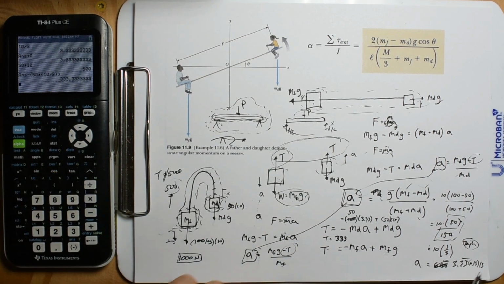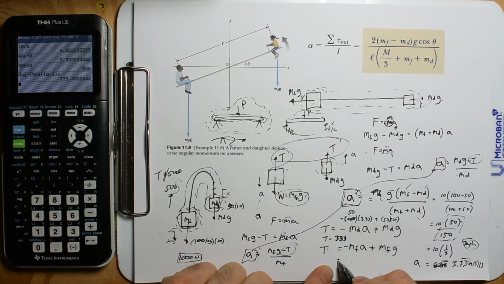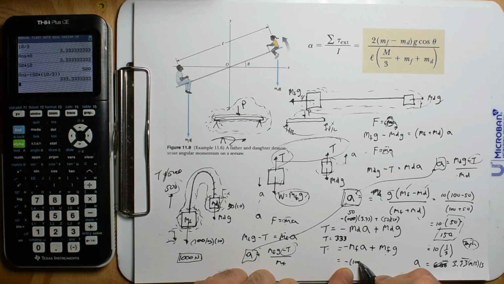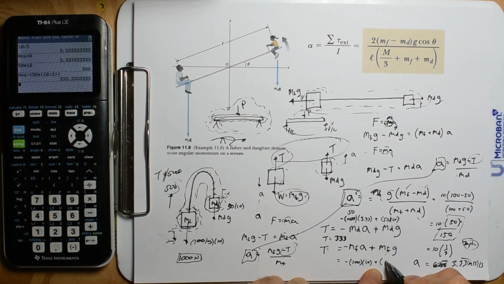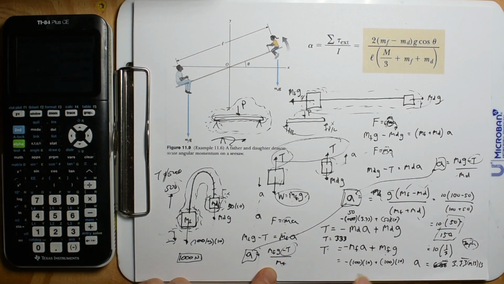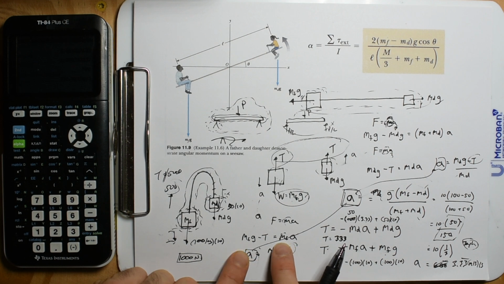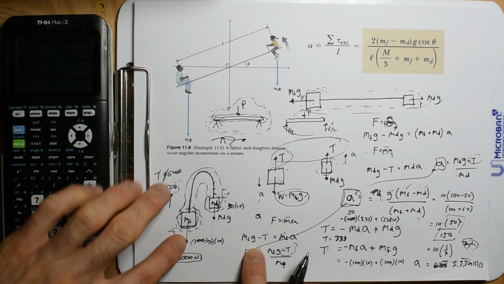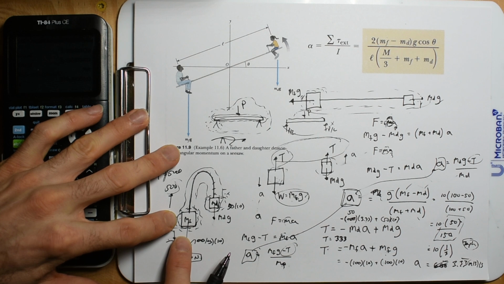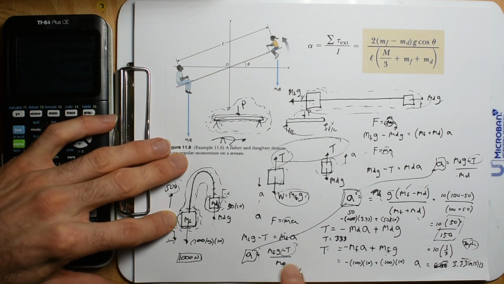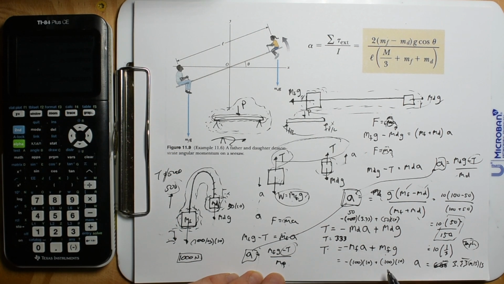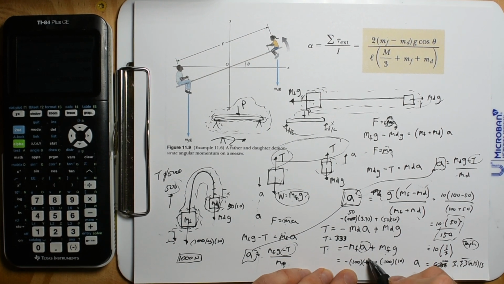It's 333. Okay, so let's solve right for this one, and we get negative 100, the mass of the father, times 10 plus 100 times 10. How the hell did this one get messed up? Oh, weird. Oh, whoa, whoa, whoa. Yeah, my bad. Shoot, this is the acceleration that we just found. This is the 3.3, you know what I mean?